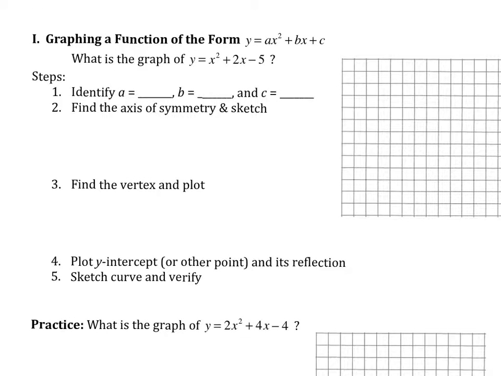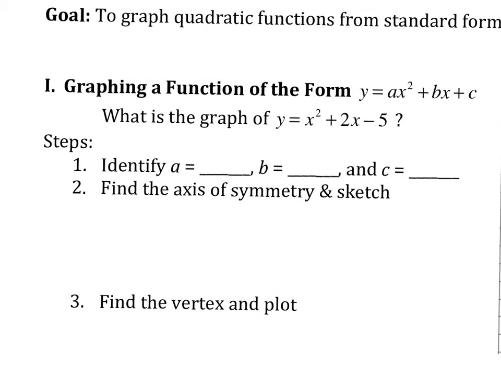Step number one, first in our heads we identify what A, B, and C are. Next, you find the axis of symmetry, but we're going to sketch it rather than just find it. Next, we're going to find the vertex, and we're going to plot that. Last, we're going to plot a y-intercept or some other point. Y-intercept is the easiest, and a reflection, and then all we have to do is sketch. So it's actually fairly fast as we walk through this.